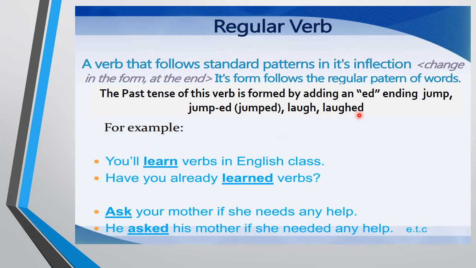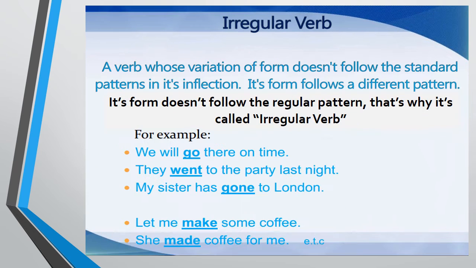Laugh, laughed. For example, you learn verbs in English class. So the second and third form of learn is learned, learned. Like in the second example, have you already learned verbs? Ask your mother if she needs any help. He asked his mother if she needed any help. So ask has become asked. That is why they are regular verbs.